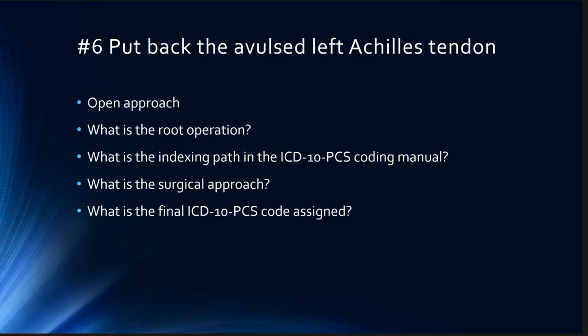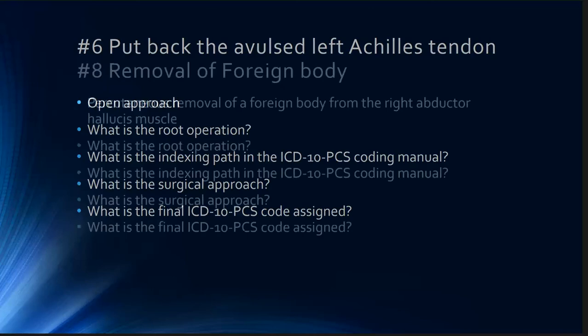Number 6 is noted in your textbook as put back the avulsed left Achilles tendon, open approach. What is the root operation? What is the indexing pathway in the ICD-10-PCS coding manual? And remember, your root operation should be your main term. So your root operation is going to be a word such as transfer or reattachment or extirpation. And then the next typical subterm is your anatomical location. What is the surgical approach, and what is the final ICD-10-PCS code assigned?